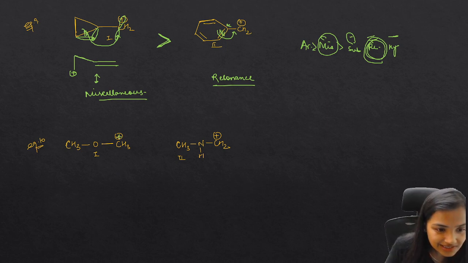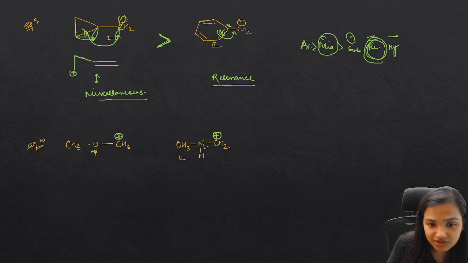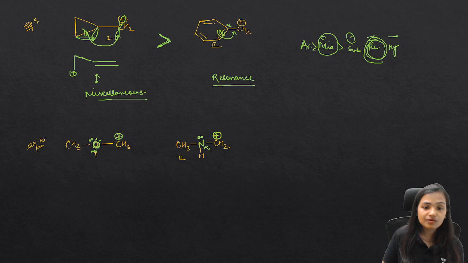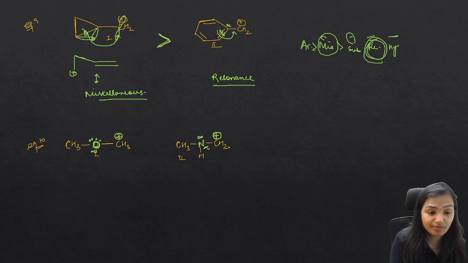This is a carbocation. This is the alpha position. Here we have nitrogen. Here we have oxygen. This is also having the lone pair. This is also having the lone pair. Now, who will be a better carbocation? Who will stabilize it in a better way?